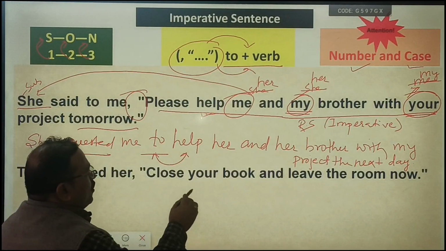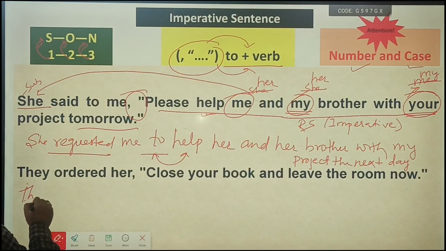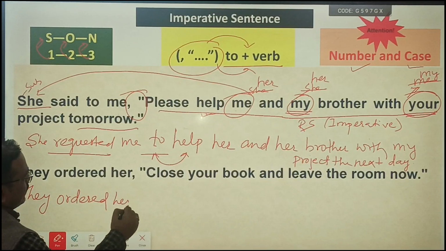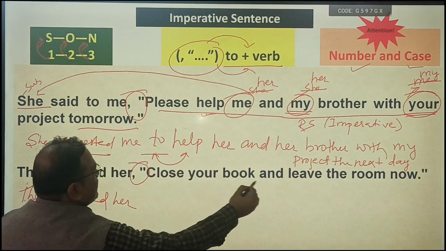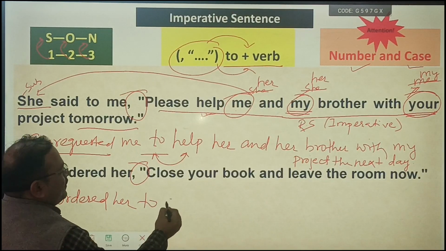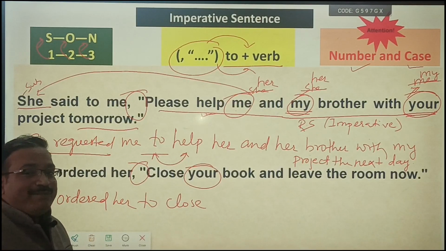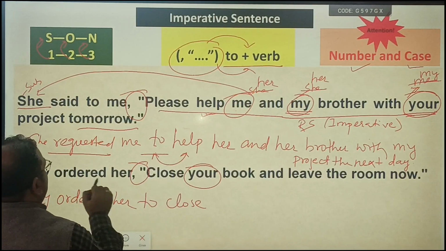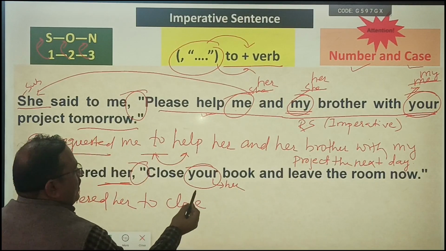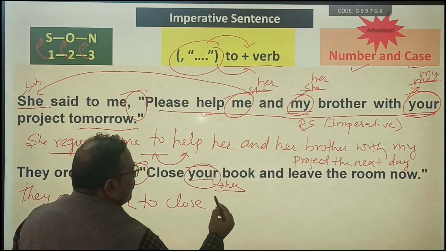Let us see. They ordered her, close your book and leave the room now. It's order. So can we write? They ordered her, imperative sentence. So what? To. They ordered her to. After to, you have verb here, to close. Now your. Your is what? Second person. Will be changed by object. Object is what? Her. Now singular, singular. Your is possessive, her is also possessive.